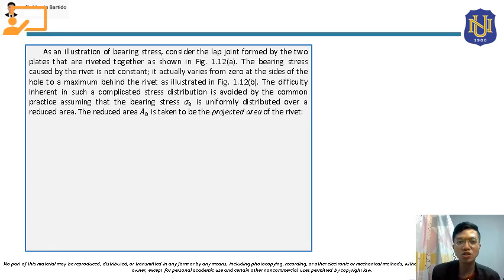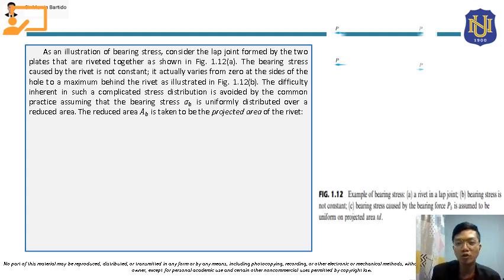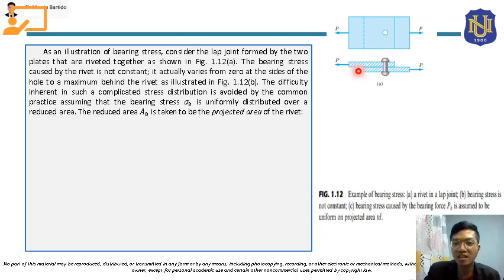As an illustration of bearing stress, consider the lap joint formed by the two plates that are riveted together, as shown in figure 1.12a. Let's say we have these two plates, this plate and this plate, connected by this rivet. As we learned, aside from the normal stress and the shearing stress that the plate and rivet will experience, this system will also experience what you call a bearing stress.